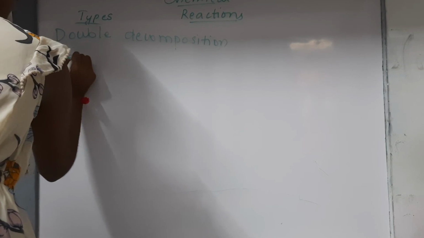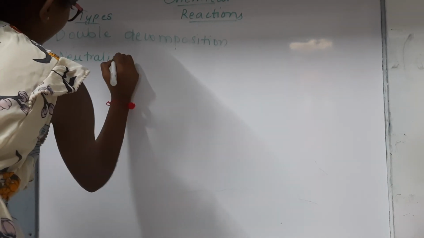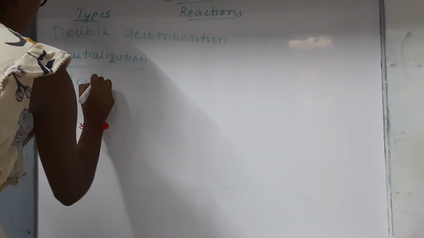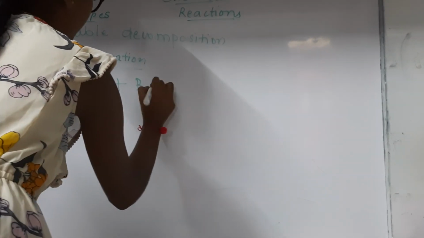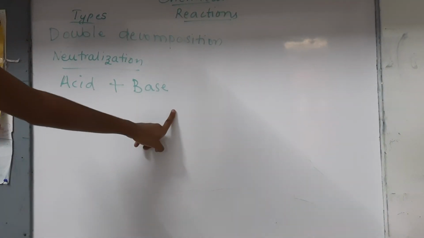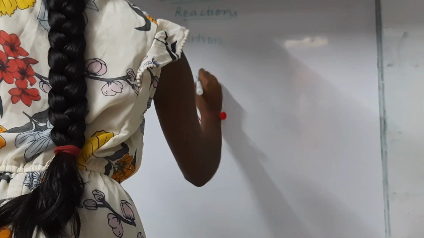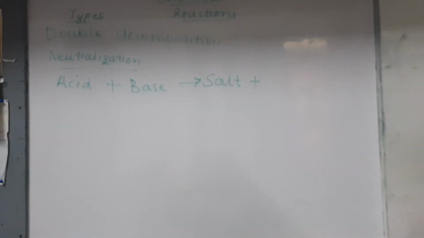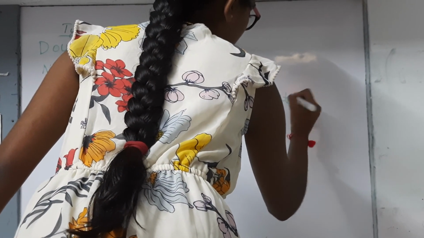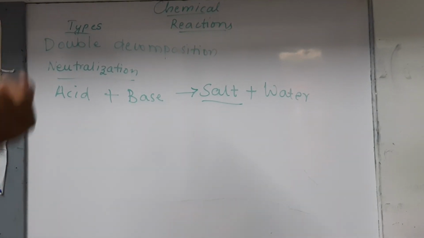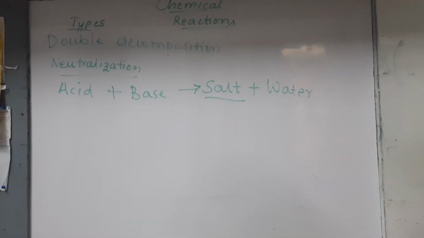In neutralization reaction, an acid reacts with a base to form a salt plus water. Always remember, when there is a salt and water, H2O, that is a neutralization reaction. And whenever you see a precipitate formed, that is a precipitation reaction.